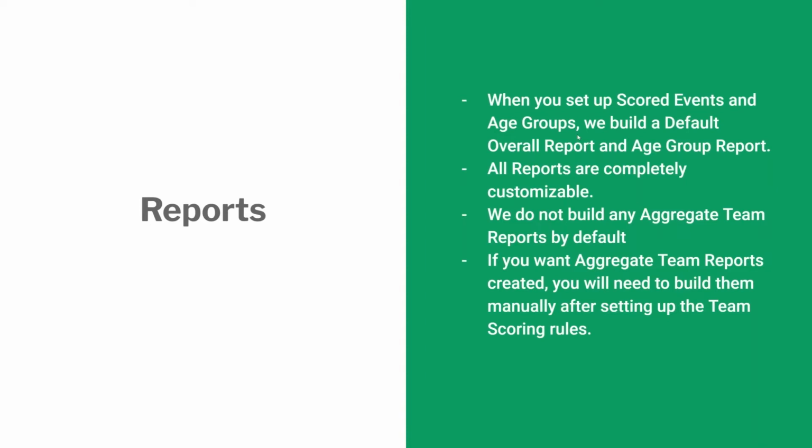We try to be smart and only set up the ones we need, so you'll see those get created in the background for you. We don't actually build any aggregate team reports by default, unlike the relay teams and cross country, which we'll talk about. We do still build the default overall and age group reports. So if you want to set up aggregate team reports, you'll need to build these manually after setting up your team scoring rules, and I will walk you through that.